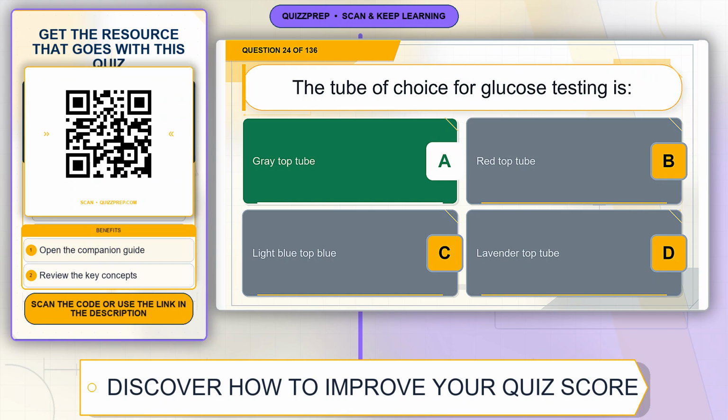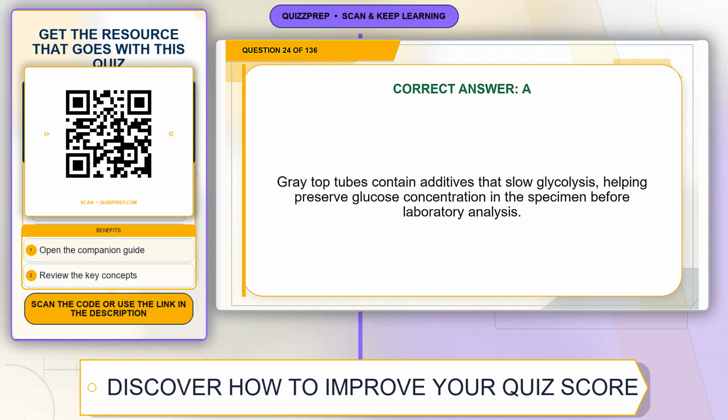The correct answer is option A, gray top tube. Explanation. Gray top tubes contain additives that slow glycolysis, helping preserve glucose concentration in the specimen before laboratory analysis.